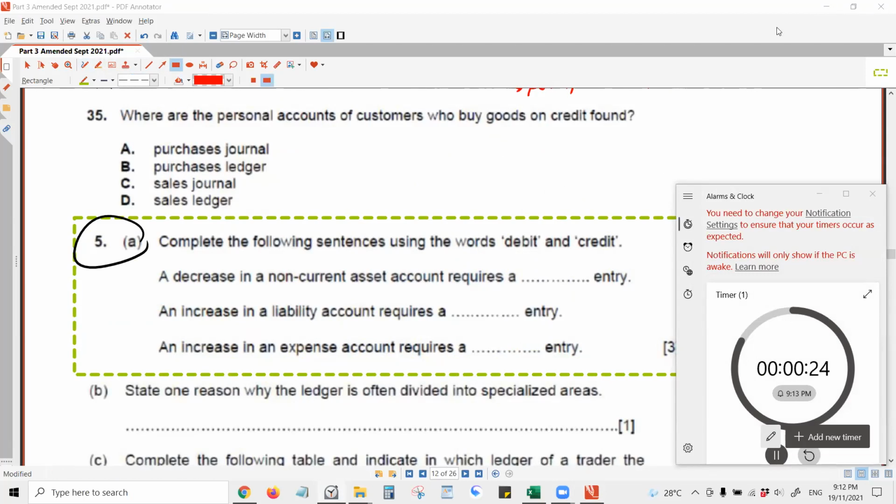But when students are in the exam hall, when they see this question, they may not be able to link this to what they have learned. Because there are so many things learned, at the end of the day they may not be able to think of the table.